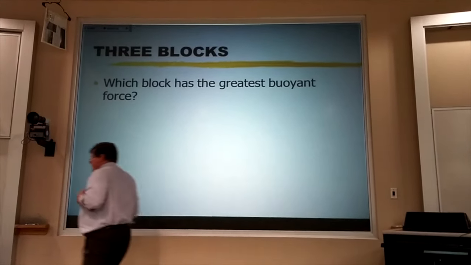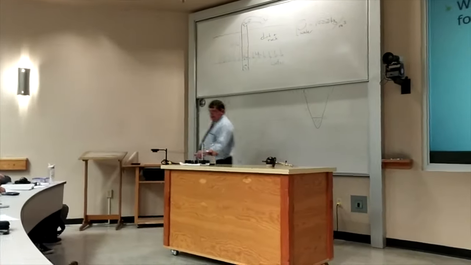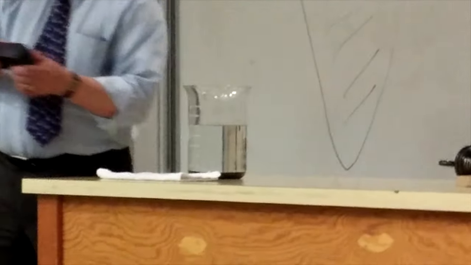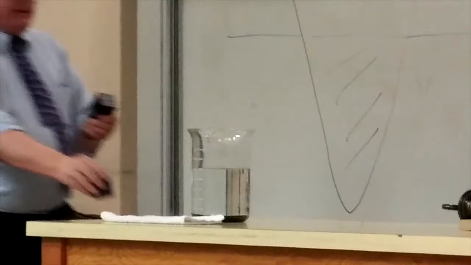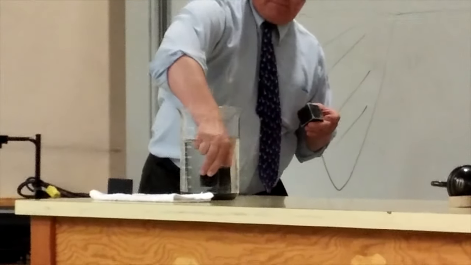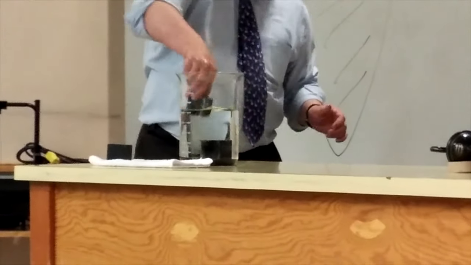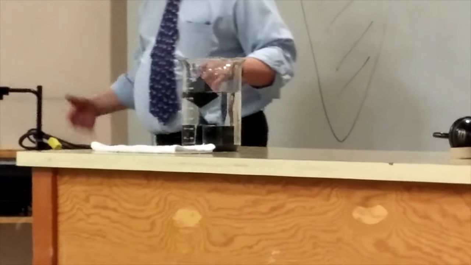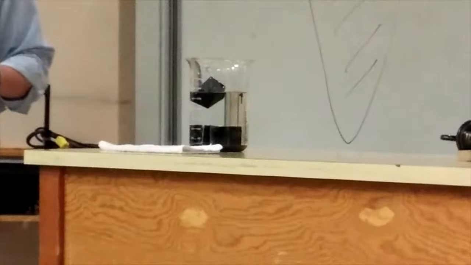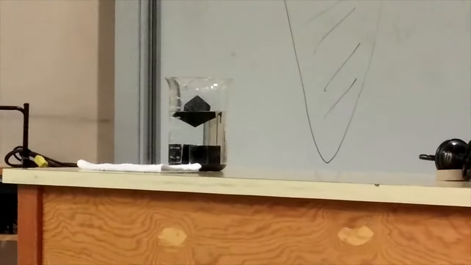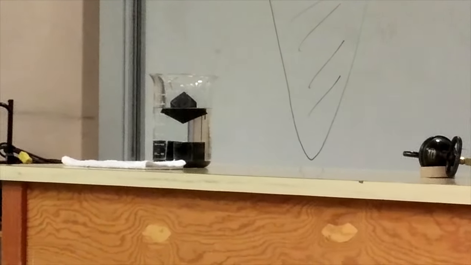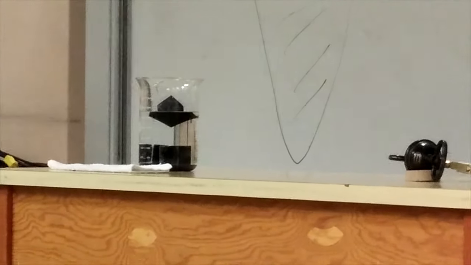I have here three blocks that are identical in the sense that they are all the same size, and they are all painted black. But this one is made of steel, and this one is made of aluminum, and this one is made of wood. On which of those three blocks is the buoyant force the greatest? On which of those blocks is the buoyant force the greatest?